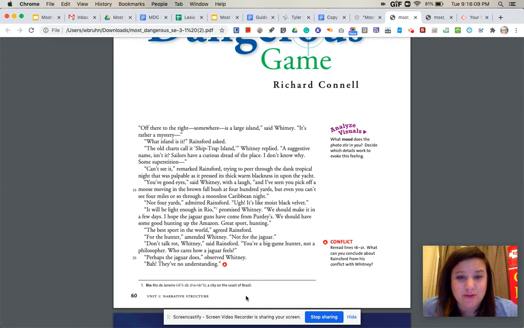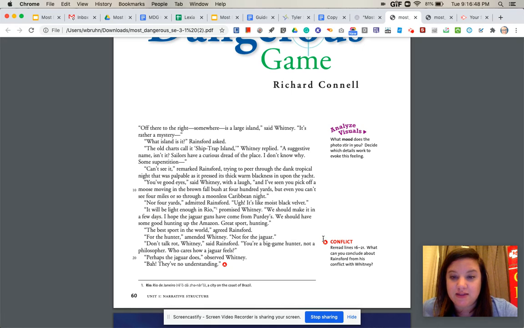Not 4 yards, admitted Rainsford. Ugh, it's like moist black velvet. It will be light enough in Rio, promised Whitney. We should make it in a few days. I hope the Jaguar guns have come from Purdy's. We should have some good hunting up in the Amazon. Great sport hunting. The best sport in the world, agreed Rainsford. For the hunter, amended Whitney, not for the jaguar. Don't talk rot, Whitney, said Rainsford. You're a big game hunter, not a philosopher. Who cares how a jaguar feels? Perhaps the jaguar does, observed Whitney. Bah, they've no understanding.